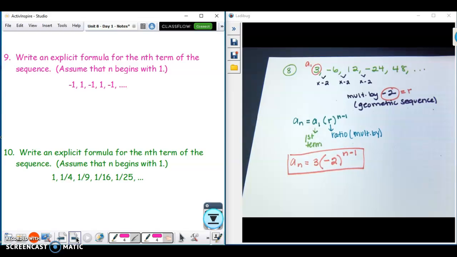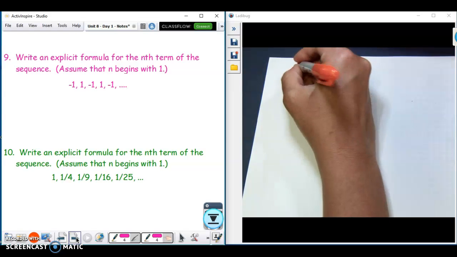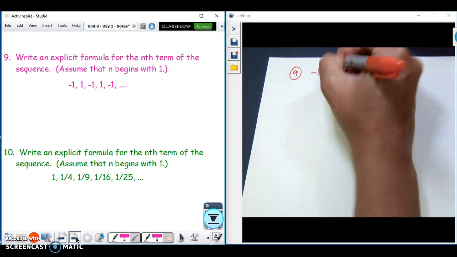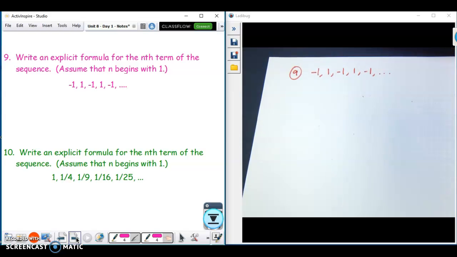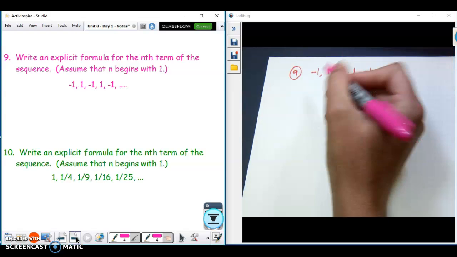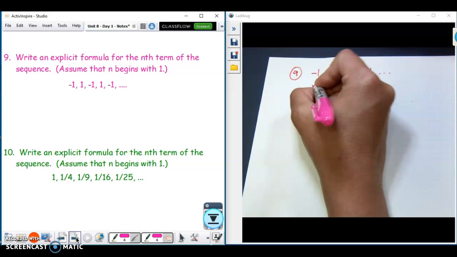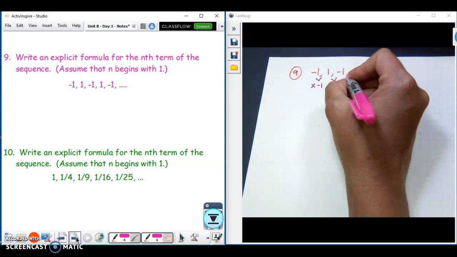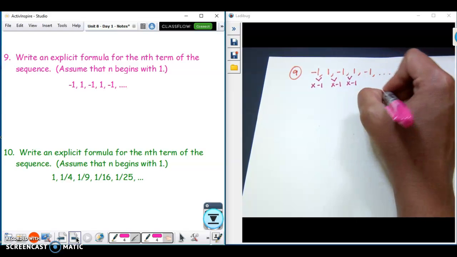Alright, so let's take a look at number 9. For number 9, we're also writing an explicit formula for the nth term. We want to assume that it starts at 1. So -1, 1, -1, 1. Okay, so these are really just alternating signs here. But if you want to think about it as either adding or subtracting or multiplying or dividing, adding or subtracting is not going to work here, but we are multiplying by -1 each time. So that means we're talking about a geometric sequence.